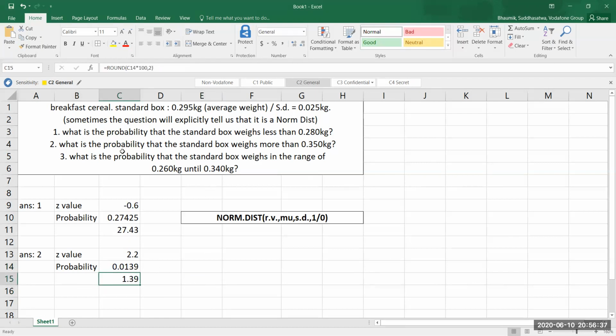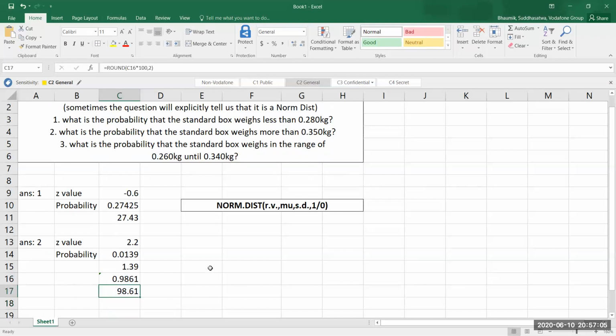And here we find that the probability of a standard box, if I pick up from the store, weighing more than 350 grams of raw cereals within that box is going to be only 1.39%. Right? Now, this multiplied by 100. Is this the percentage probability that all the boxes weigh less than 350 gram?